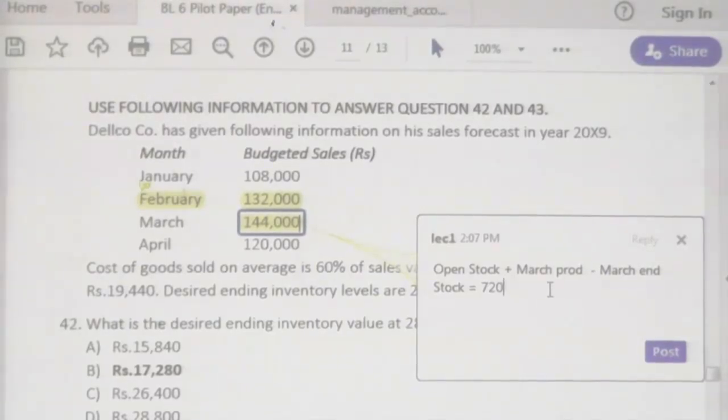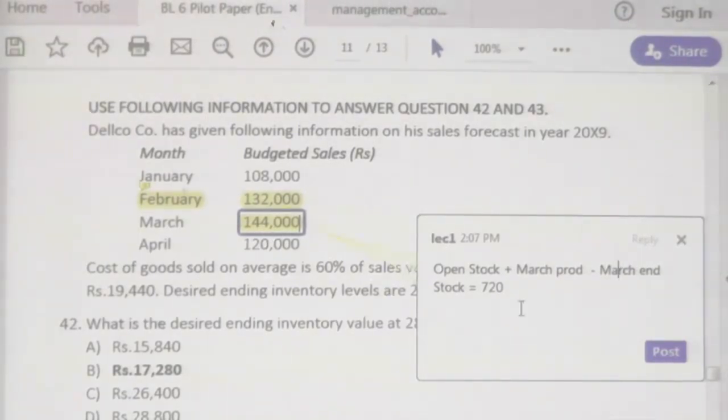144,000 divided by 200, 720 units. Now we need to calculate open stock and end stock. Open stock will be the February end. End stock will be the March end. How do we have to calculate end stock?